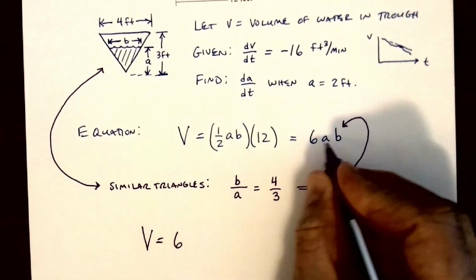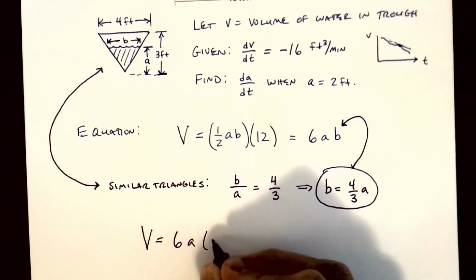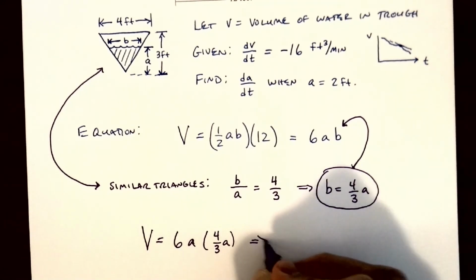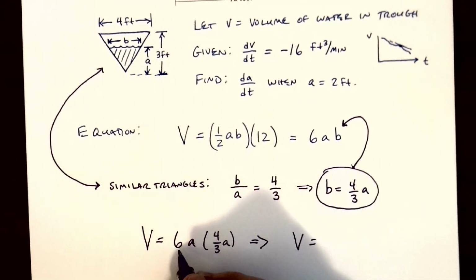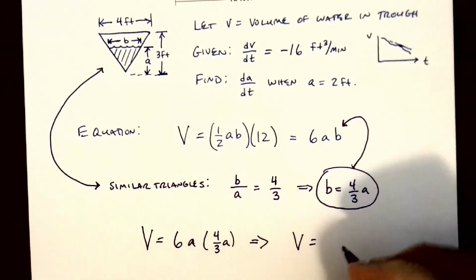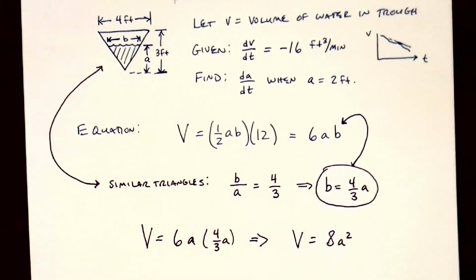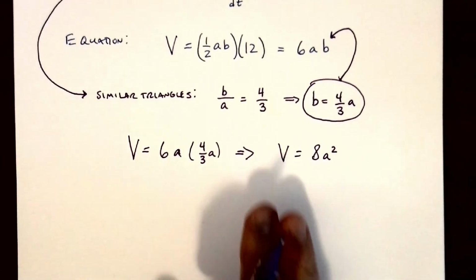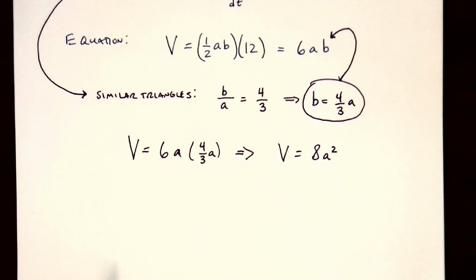So V is what? 6A, and B is what? 4/3 A. So I get V is, 3 goes into 6 twice, 2 times 4 is 8, A times A is A squared. There's my equation now just in terms of my variables of interest.